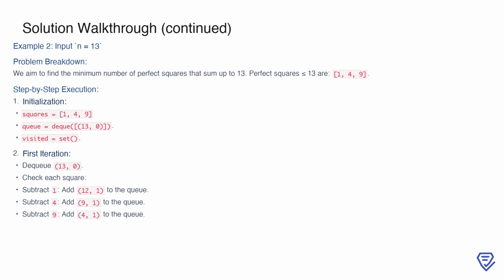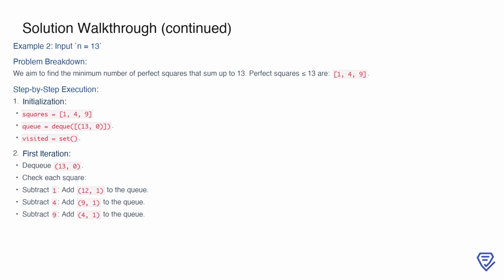We aim to find the minimum number of perfect squares that sum to 13. The perfect squares less than or equal to 13 are 1, 4, 9. As before, we initialize our variables. The squares list is 1, 4, 9, and the queue starts with 13, 0, where 13 is the remaining sum, and 0 is the count of squares used so far.